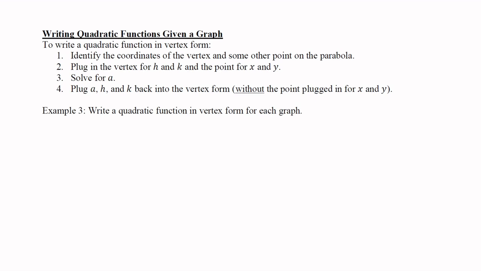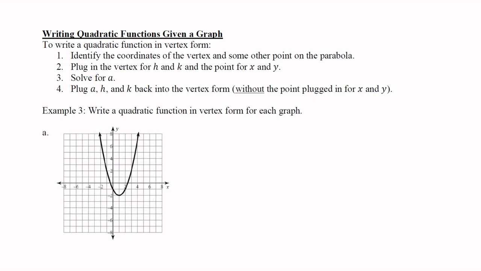So let's write the quadratic function in vertex form for each of these graphs, starting with a. We need to identify the coordinates of the vertex. So the vertex is (1, -2), and then some other point. It can be any point that cleanly goes through the coordinate plane. So here I've just chose (3, 2) as a point that we can use.